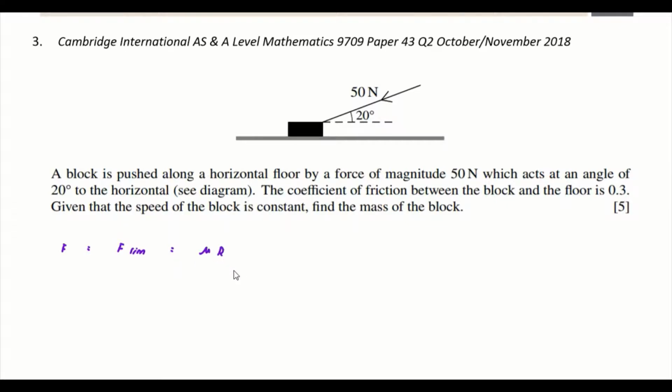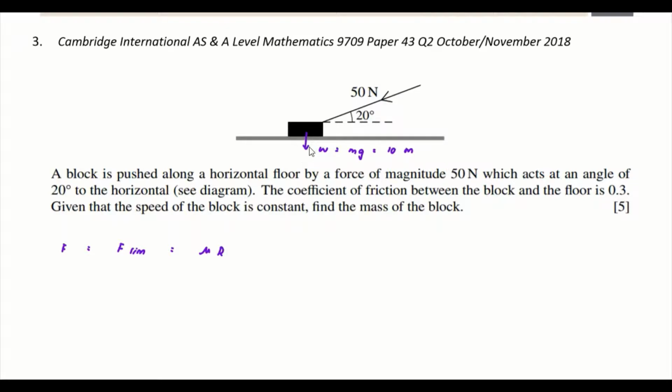Then what we can try to do is label all the forces that apply on this block in the diagram. We know that there's a weight, right? The weight will be equal to mg. In this case, we are not given the mass, so we need to find the mass. So we can just write mg, and since g is 10, it's going to be 10m. Then after that, what else do we have?